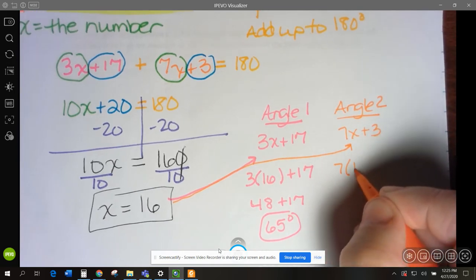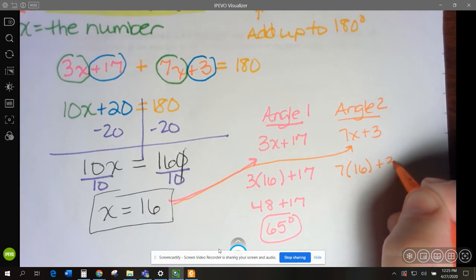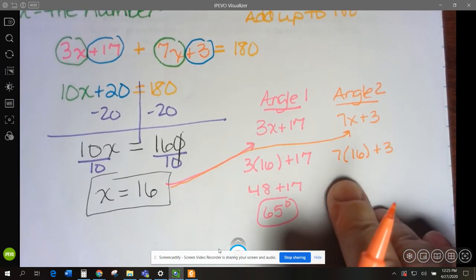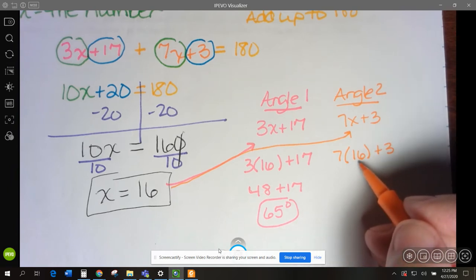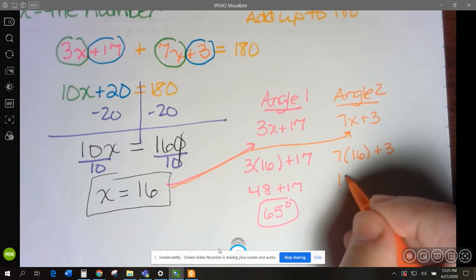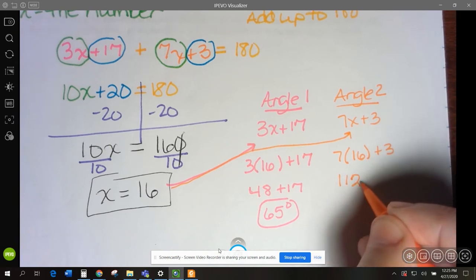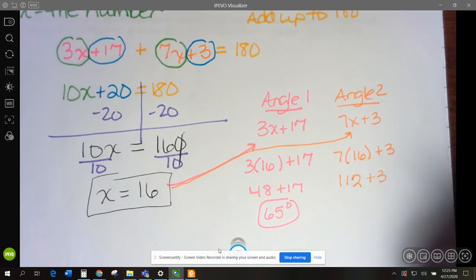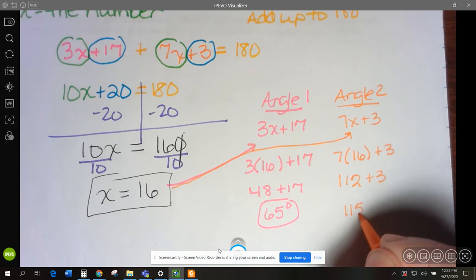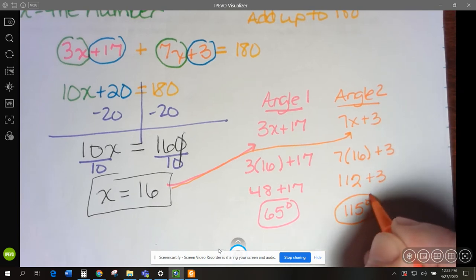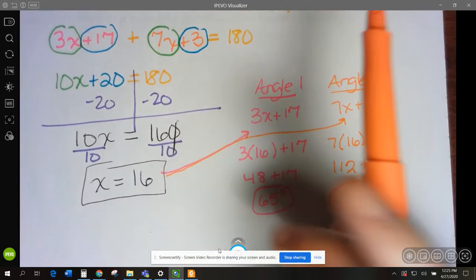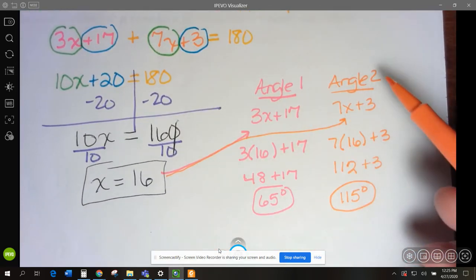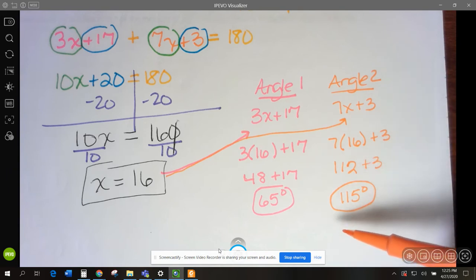So 7 times 16 plus 3. Remember, if you need to, you can pause and get your calculator out. 7 times 16 is 112 plus 3 is 115 degrees. So for our answer, what is the measure of each angle in degrees? Angle 1 is 65 degrees. Angle 2 is 115 degrees.